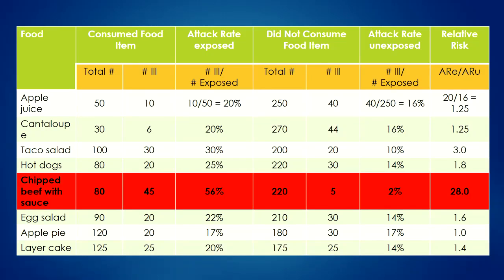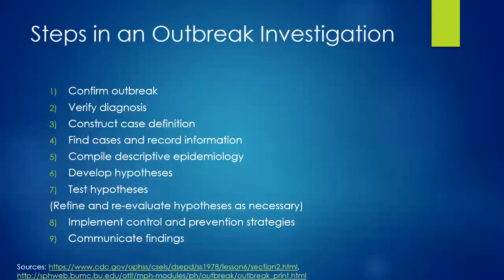So people who ate the chipped beef with sauce were 28 times as likely to become sick. So that would be our primary concern, our leading potential cause of the outbreak here, with taco salad as a potential backup. And maybe it's the beef, maybe there was beef in that taco salad that was contaminated. Maybe some people who had taco salad ate the sauce, or maybe people just tended to eat both together.